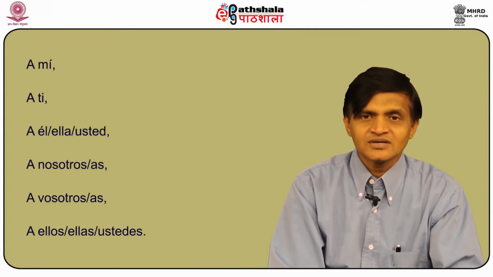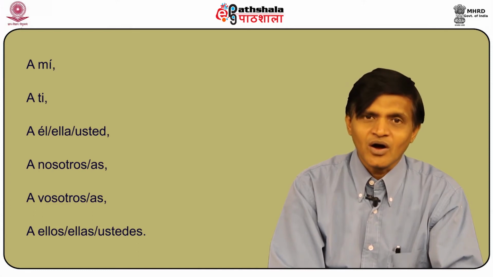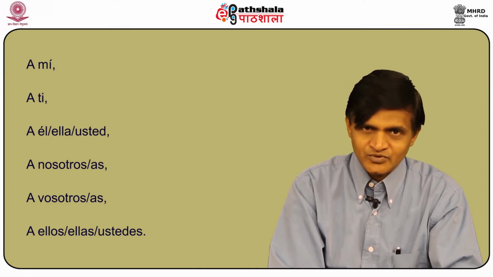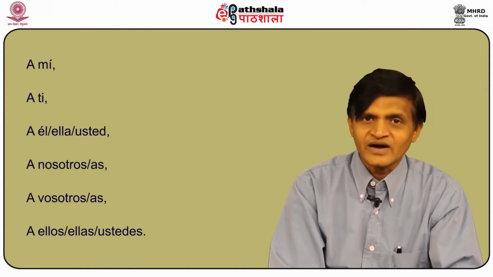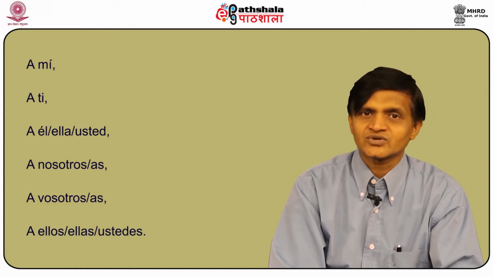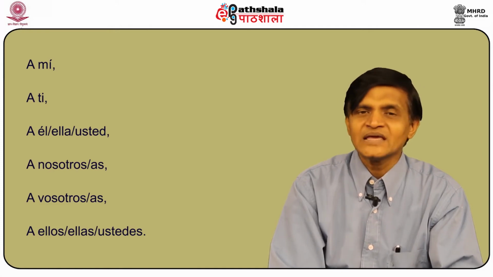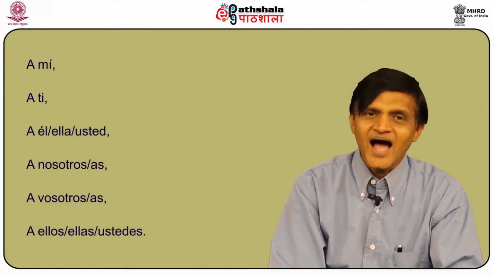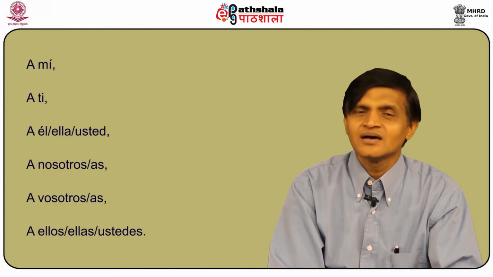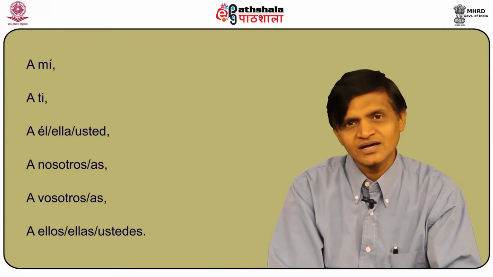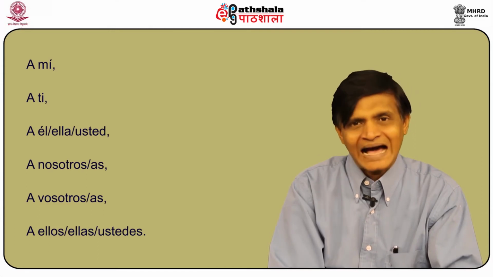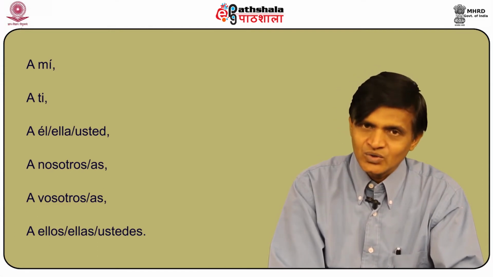I repeat, we can have the direct object pronouns or indirect object pronouns in the example followed by an a to clarify who is the direct object or indirect object. A mí, a ti, a él, ella, usted, a nosotros, nosotras, a vosotros, vosotras, and a ellos, a ellas, and a ustedes.